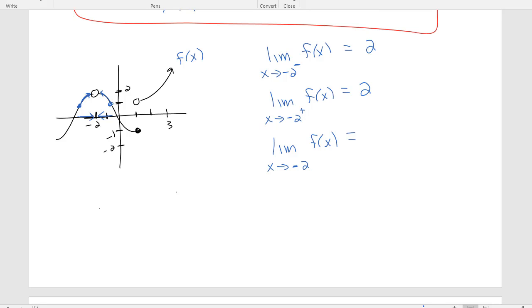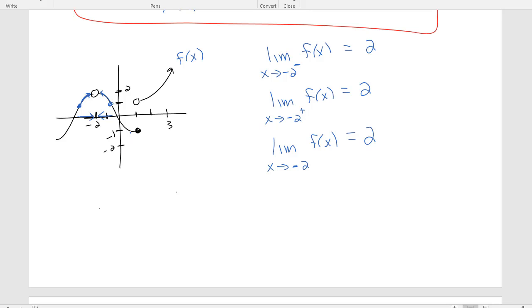Now, what's the two-sided limit? We just wrote down a definition of a two-sided limit, and we said the two-sided limit exists if and only if the one-sided limits have the same value. Since the left-hand limit equals 2 and the right-hand limit equals 2, we can conclude that the two-sided limit also equals 2.